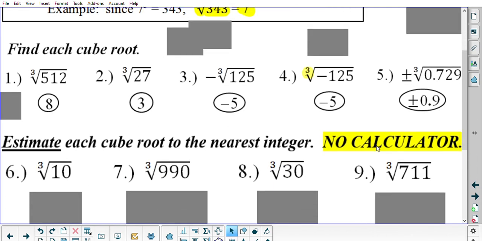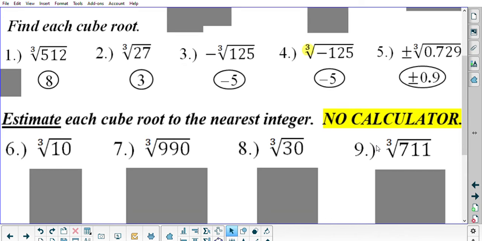All right, problems 6 through 9. The directions say to estimate each cube root to the nearest integer. Remember, integers mean whole numbers or their negative counterparts. So we are looking for the closest whole number answer that we are going to estimate for each of these problems. I'll do number 6 with you in case you need me to.